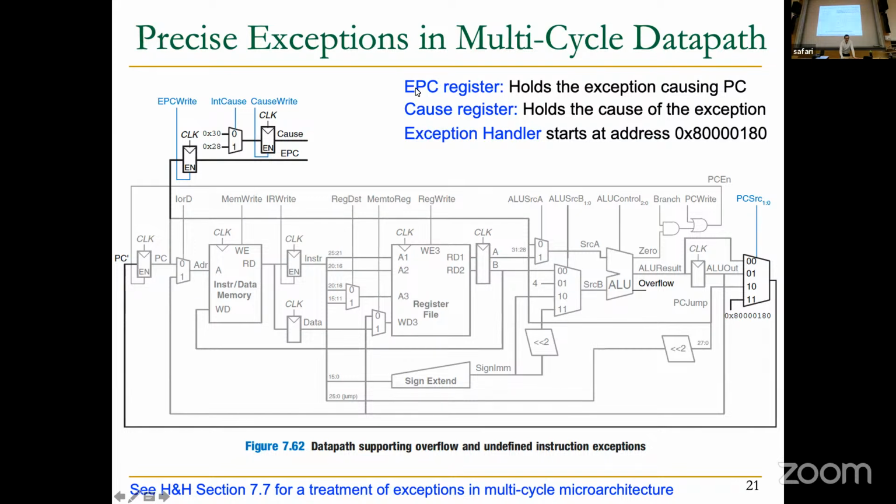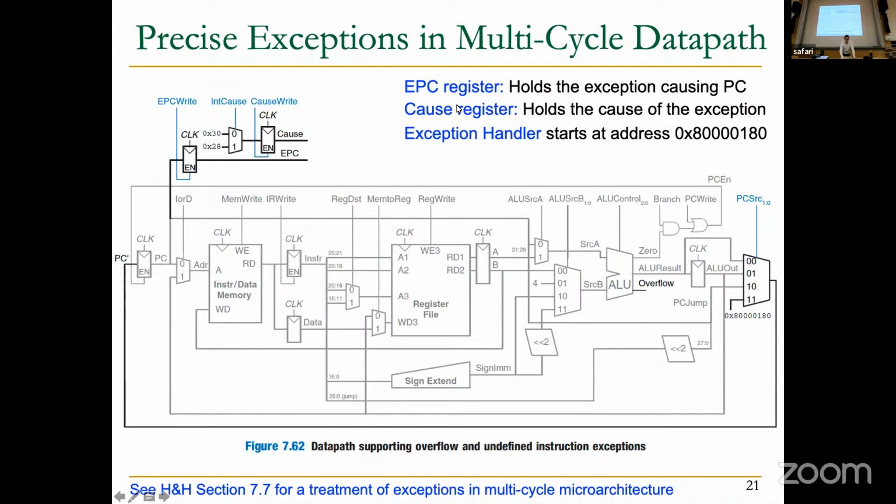You need to add some special data path components, like the EPC register your book adds, which holds the exception-causing PC. This is the program counter that caused the exception. Remember the divide instruction potentially. The cause register holds the cause of the exception. I think in this particular case, there are two possible causes. One is overflow in the ALU. Basically, the value that's generated as an ALU result cannot be represented with the number of bits that are in the word. And then there should be another exception over here. I think it's an undefined opcode exception, which is not visible over here as far as I can see, but you will see it in the next slide.